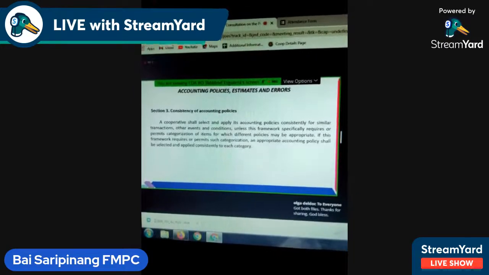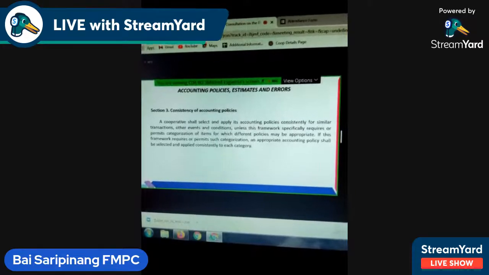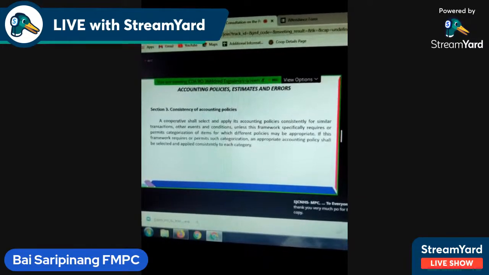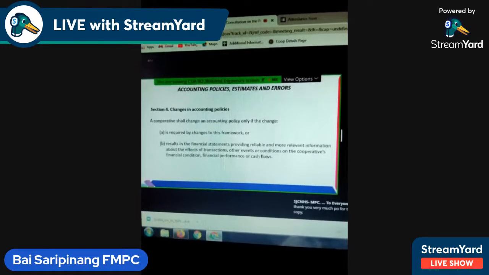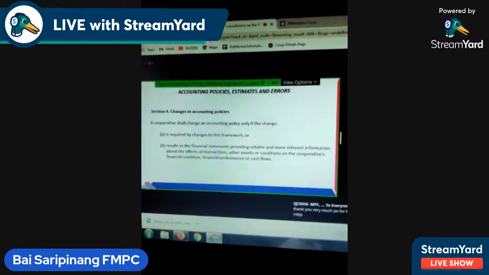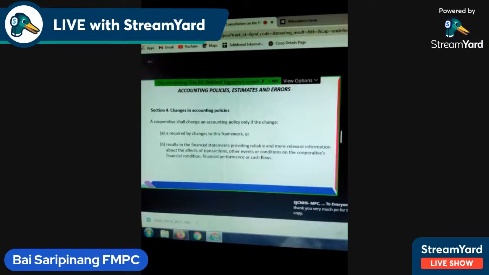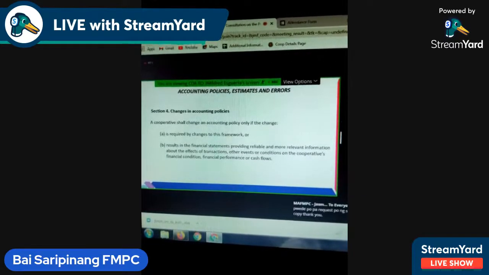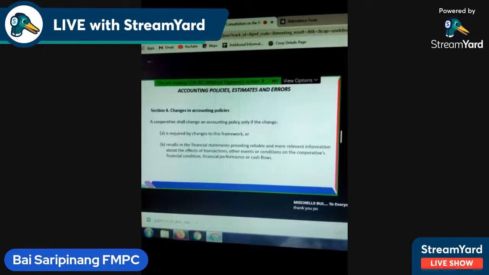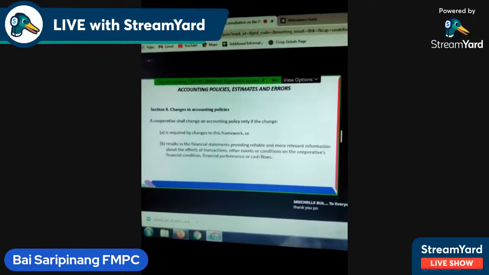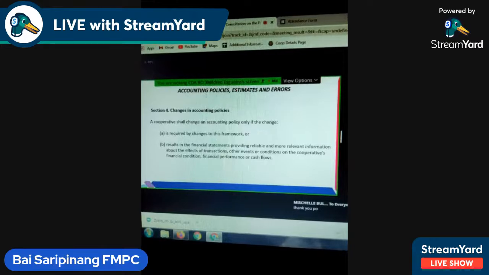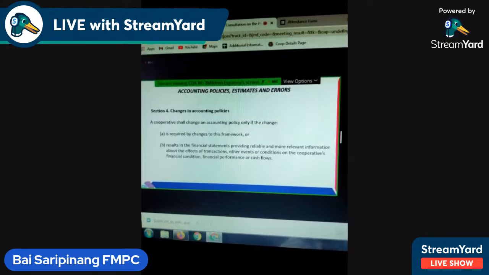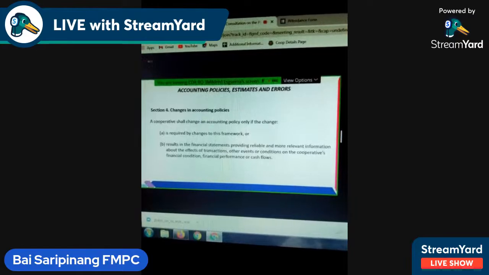Walang bago doon. Now, in consistency of accounting policies, a co-op shall select and apply its accounting policies consistently. Ganun pa rin po. Kailangan consistent tayo, huwag yung pabago-bago ang manner of presentations po ninyo. For the changes in accounting policies, cooperatives shall change an accounting policy only if the change is required by changes of this framework. So, kung sakasakali, meron pong changes dito sa framework na naapektuhan ang inyong mga accounting policy.